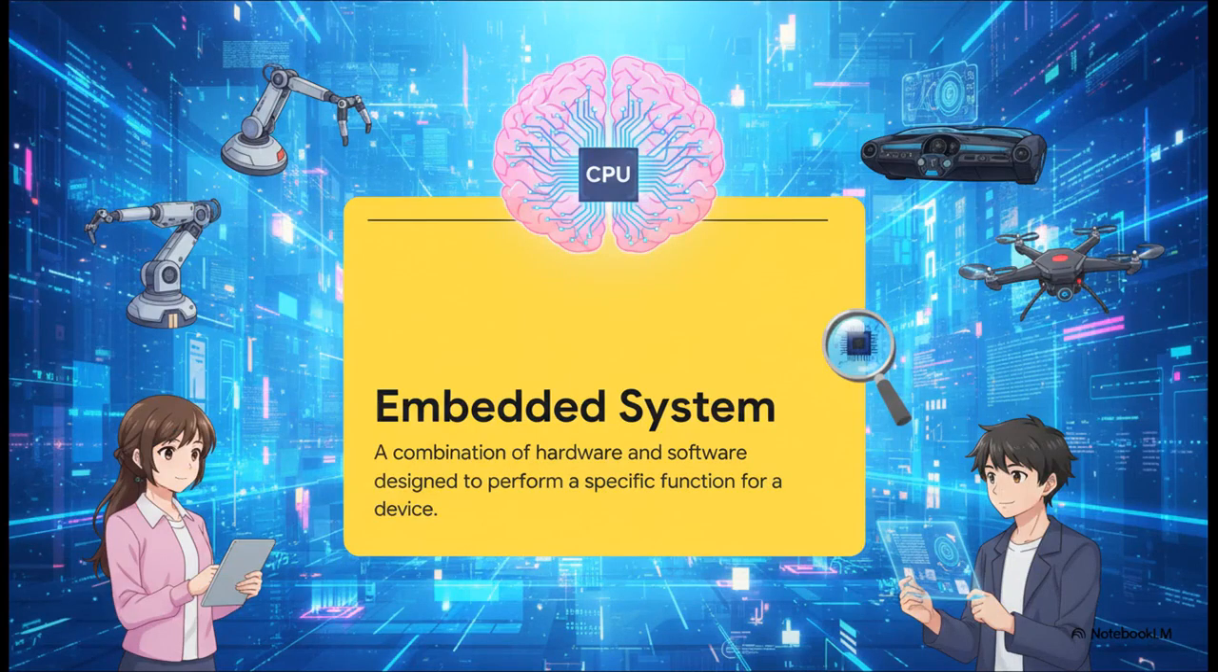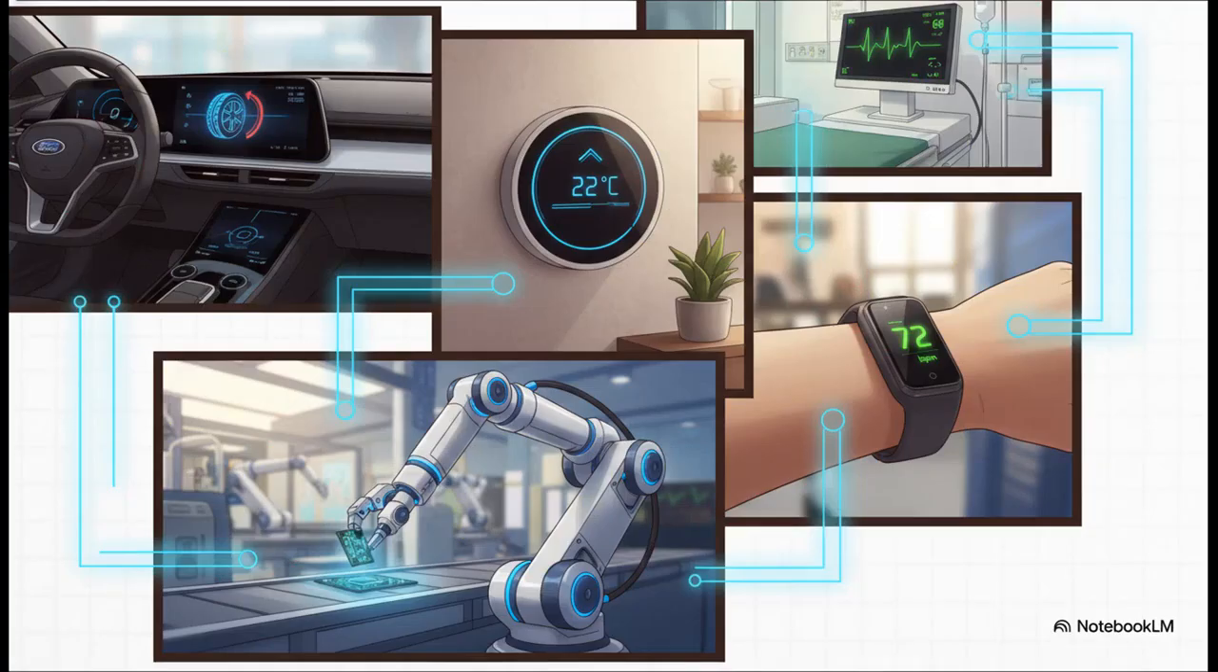You know, at the heart of it all is something called an embedded system. The best way to think of it is like a device's central nervous system. It's this tight combination of hardware and software that's designed to do just one job, and do it perfectly. This isn't like your laptop that can do a million things. It's a highly specialized brain built for one dedicated function. And once you know what to look for, you start seeing it absolutely everywhere.